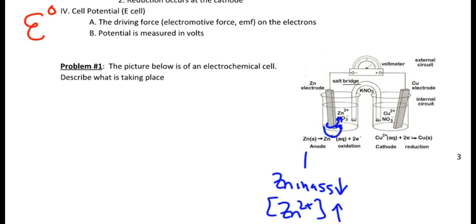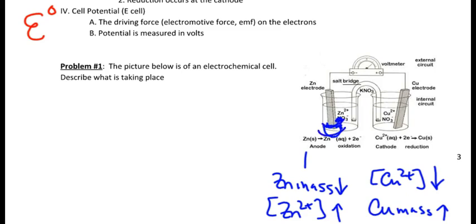Then what's happening over here? My copper ions are grabbing two electrons to make copper solid. So the concentration of my copper 2+ is going down. What's happening to the mass of my copper? Copper mass is increasing. How is that occurring? Well, you see what's happening here. I'm over here on my left. This is my anode. So my zinc ions are going out into solution.